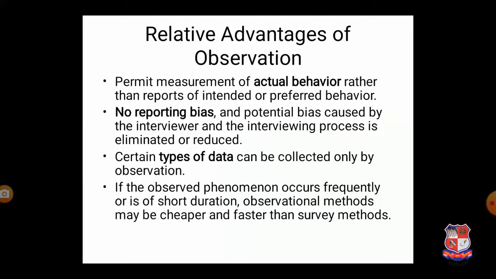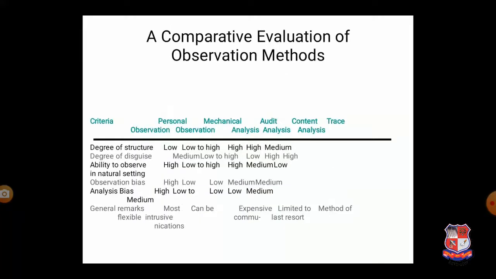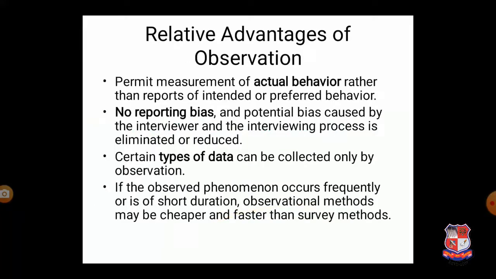If we talk about the advantages of observation, basically these are the advantages of the observation method compared to others. Using the observation method we can record or observe the actual behavior as it occurs. No reporting bias is there, as we have discussed, we are observing the actual behavior as it occurs. So there are no reporting biases.